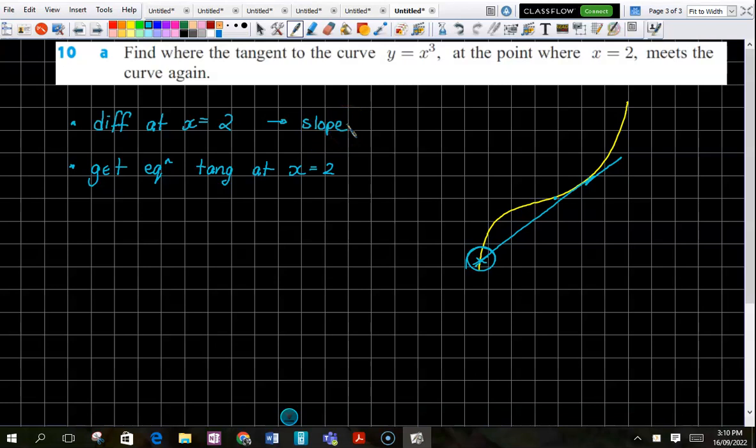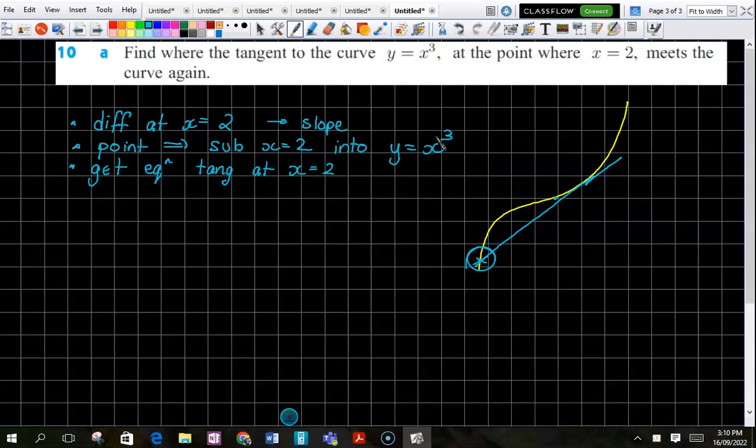Point. How will I get the point? Sub x equals 2 into what? Into the original. You are all over this. So now we've got the slope, we've got the point. You should be able to get the equation of the tangent, correct?